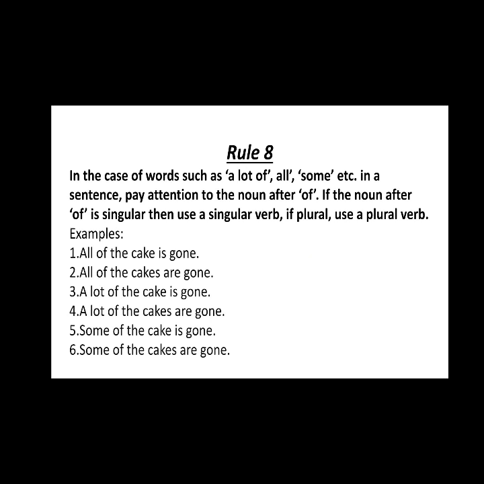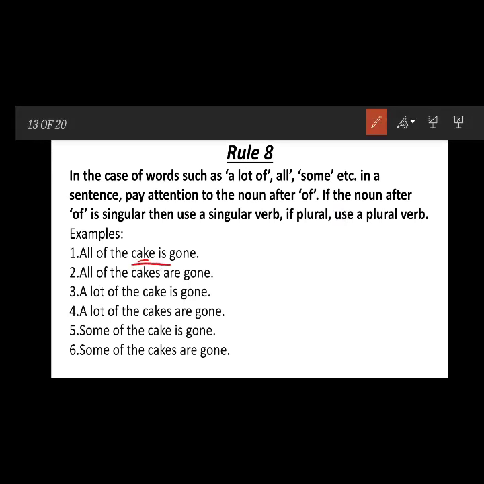So rule 8. In the case of words such as a lot of, all, some, etc., in a sentence, pay attention to the noun after of. Means when we are talking about a lot of, all, some, always remember the noun that comes after the of. If the noun after of is singular, then you have to use a singular verb. If it is plural, then you have to use a plural verb. Like all of the cake is gone, here we are talking about one cake. The cake is singular, one cake. So that's why here the verb is singular.